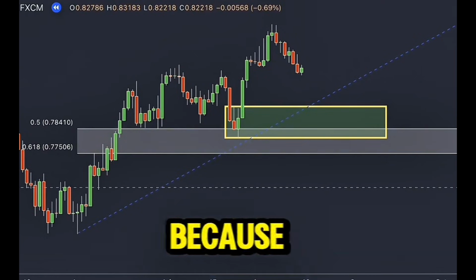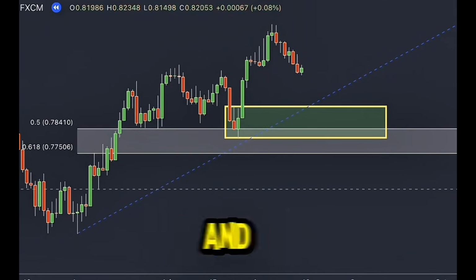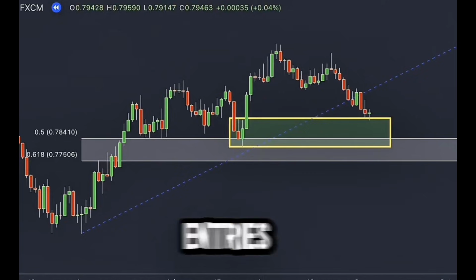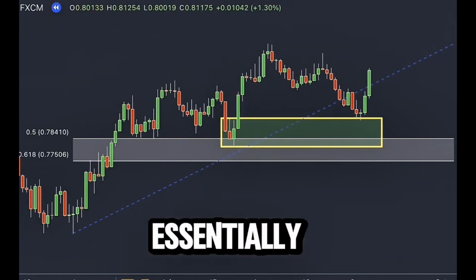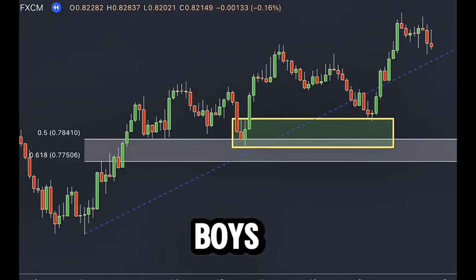Why is this significant? Because these are the areas where the big players, the banks and institutions, are likely to step in. They understand the power of the golden ratio and use it to time their entries and exits. By identifying these zones, you're essentially positioning yourself to trade alongside the big boys rather than against them.